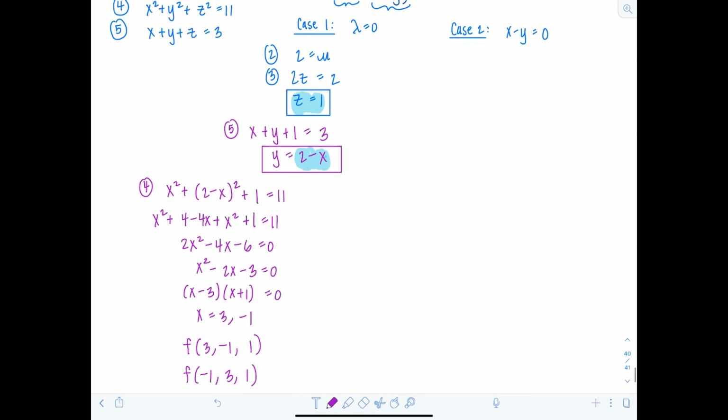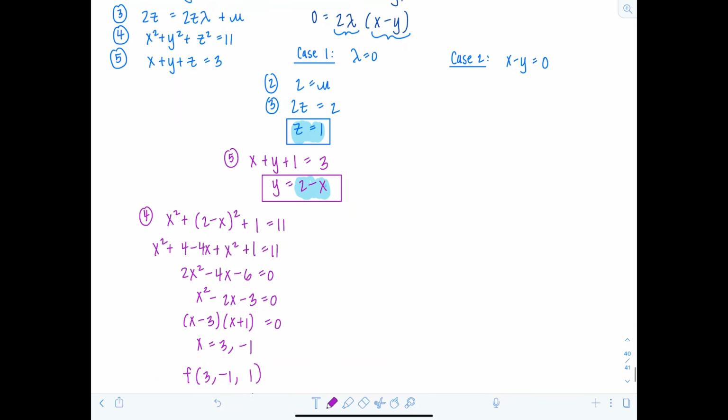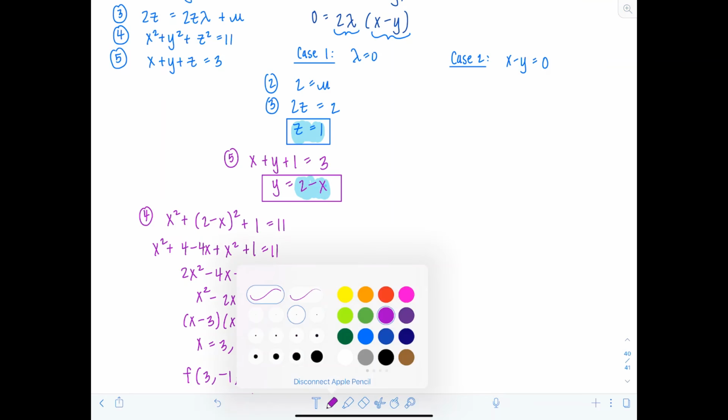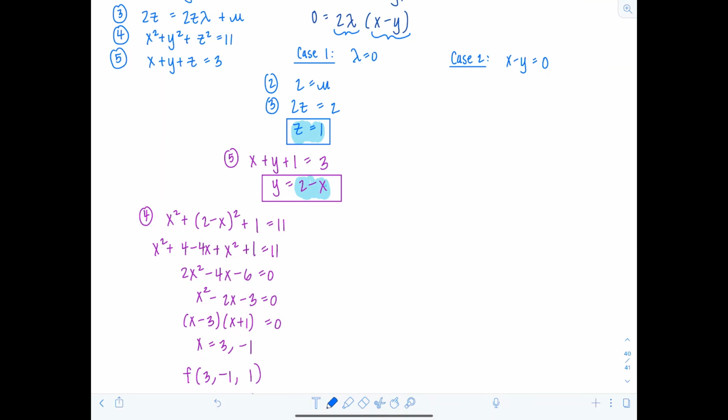Now let's consider the other option for the zero product property, if the other factor of x minus y was equal to 0. Well, if x minus y is equal to 0, that means that x is equal to y, right? And hey, let's go back to equation 5 now. If I know x is equal to y, equation 5 tells me that x plus z is 3. So that means z equals 3 minus 2x. Where to go now? Back to equation 4, just like last time. So let's go to equation 4 with this.